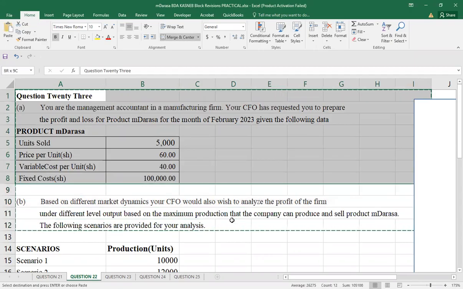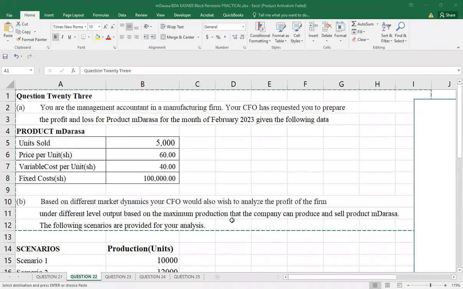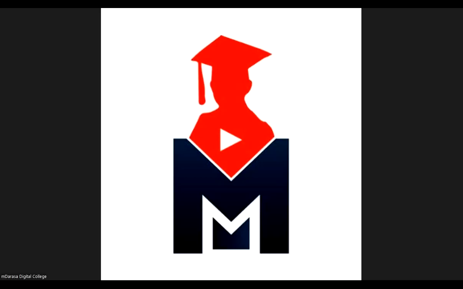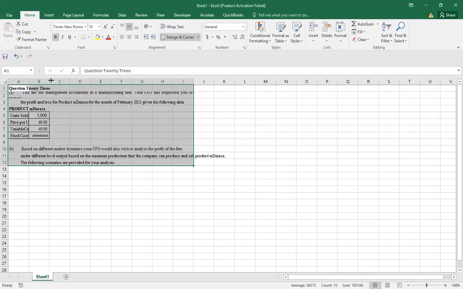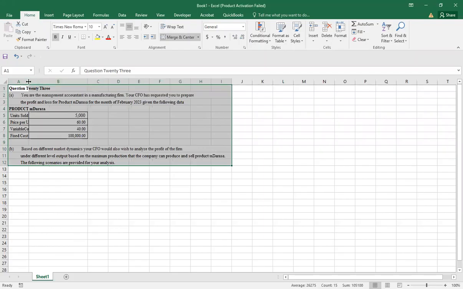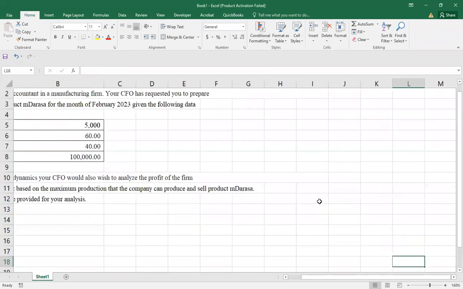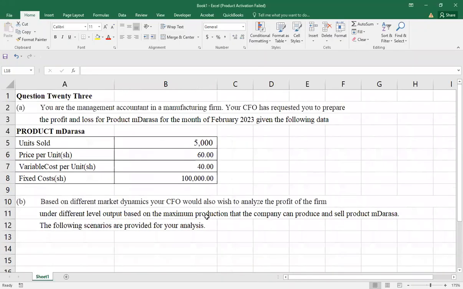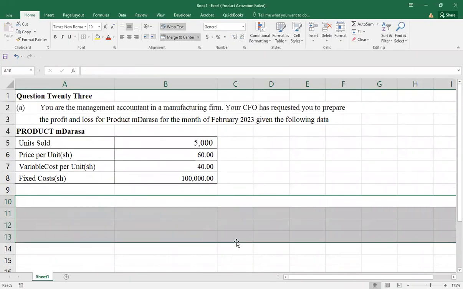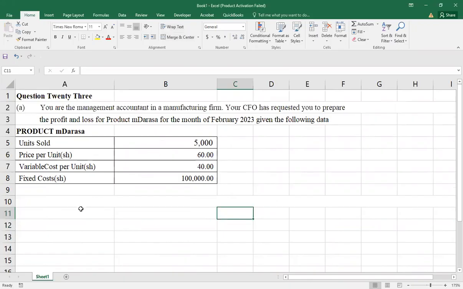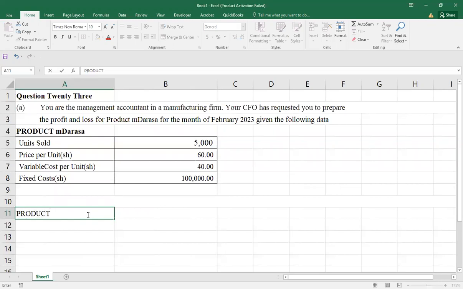Part A, first of all, I'll open a new sheet here. So this is the data that I'm given. Part A, we are solving part A first of all. So let's start by solving part A of the question, right? So the whole idea, the examiner here wants us to prepare an income statement. So I'll be having product mDarasa income statement.